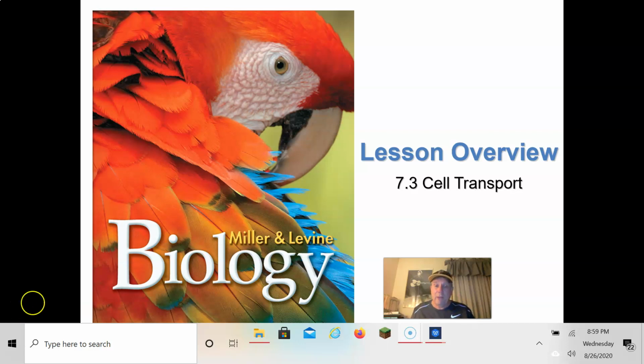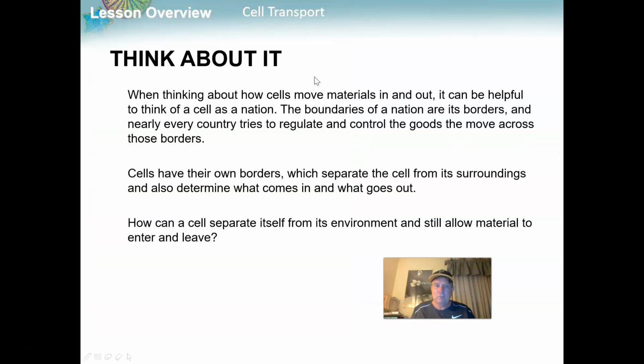Now that we've learned about the cell membrane and what it's made of, it's time to understand how it functions. When thinking about how cells move materials in and out, it can be helpful to think of a cell as a nation. The boundaries of a nation are its borders, and nearly every country tries to regulate and control the goods that move across those borders.